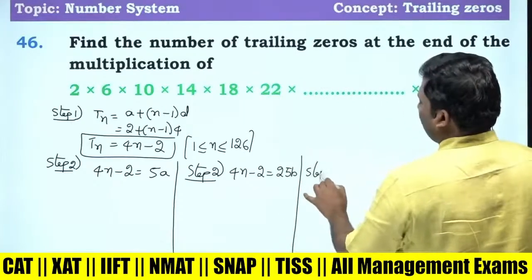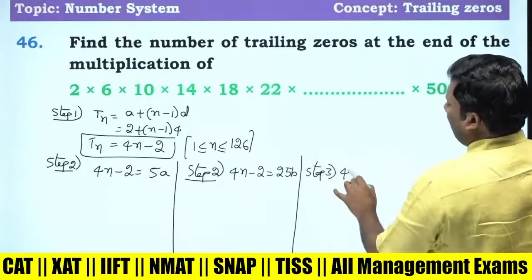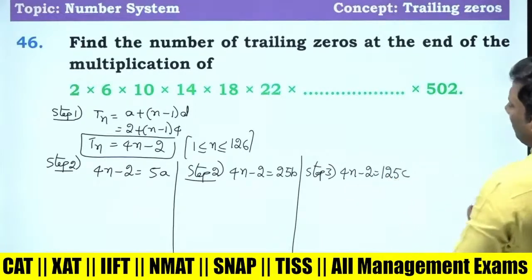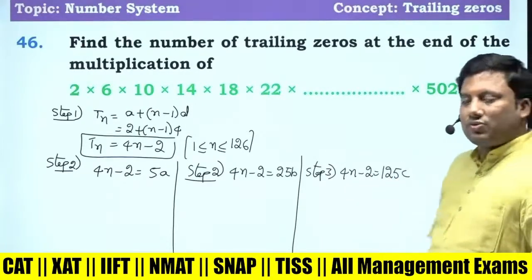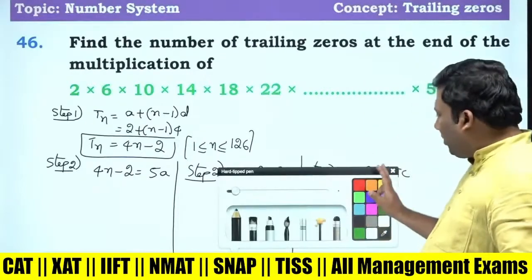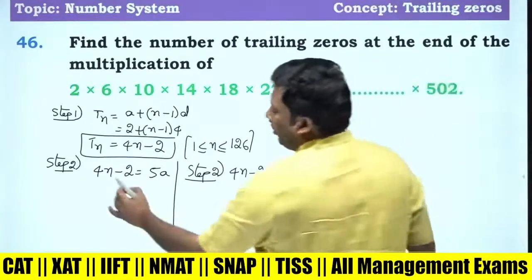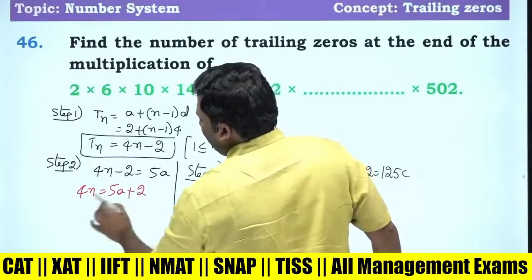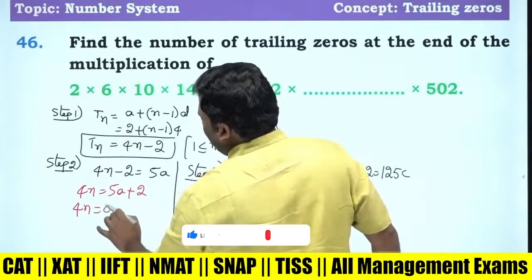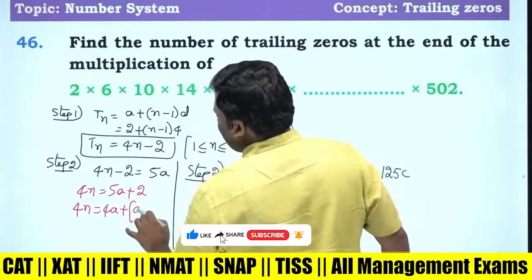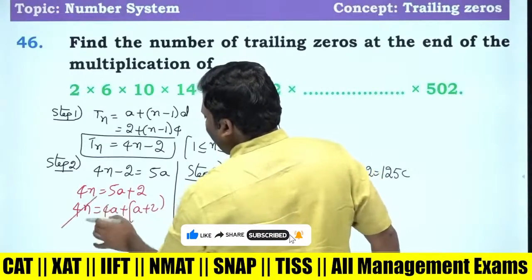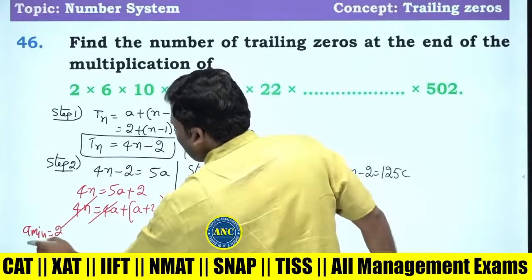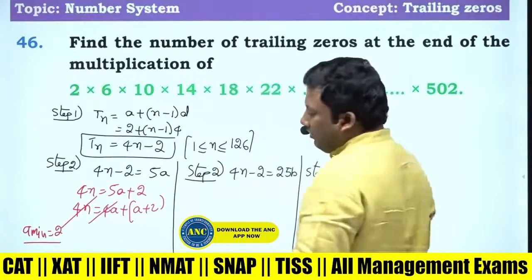Step number 3. 4n minus 2 equivalent to 125c. 625 we cannot take. 3 problems, same model, so that it will be clear to you. 4n equivalent to 5a plus 2. 4n equivalent to 4a plus a plus 2. Divisible by 4. A minimum is 2. 2 plus 2, 4. It is divisible by 4.